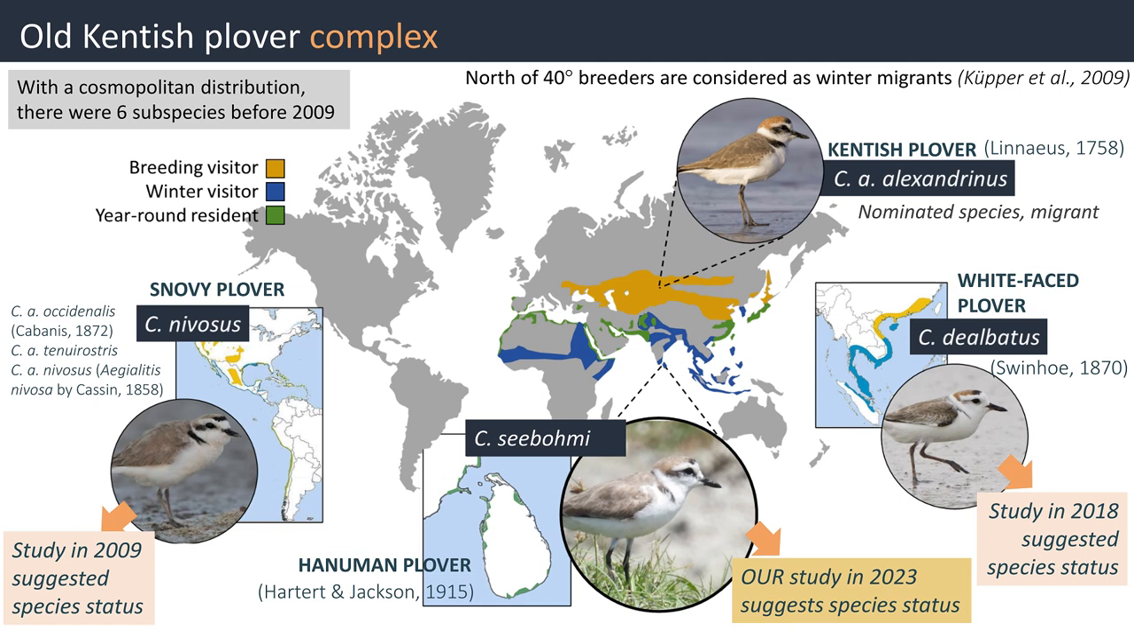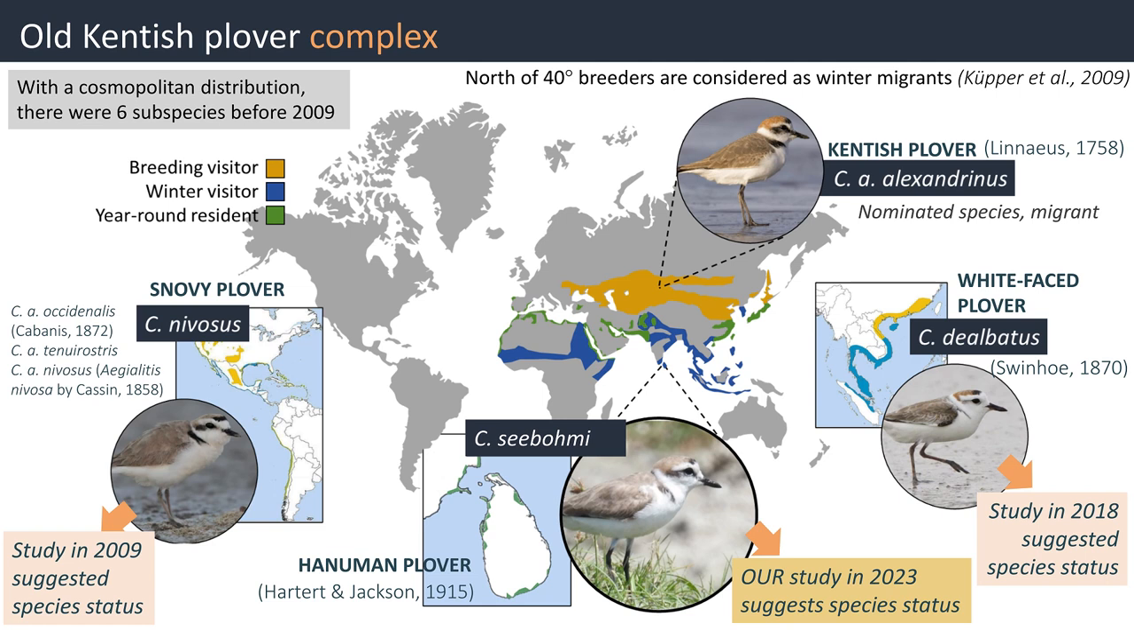So in 2009, a study suggested that the snowy plover, or Charadrius nivosus, which is distributed along the American continent, is considered to be a separate species due to its limited gene flow with the ancestral Kentish plover lineage.